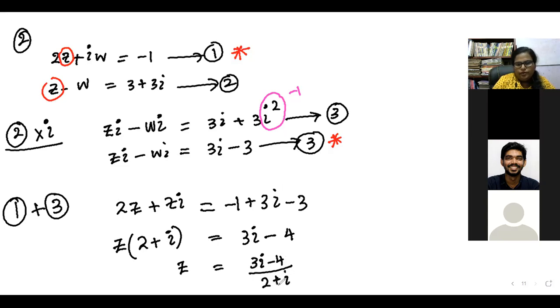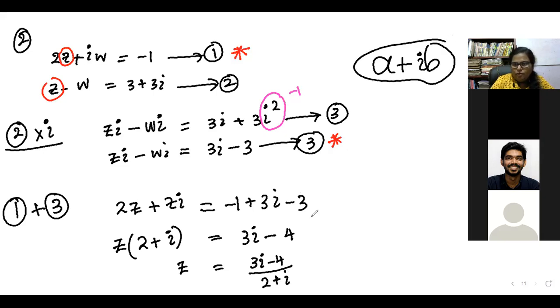Right? So actually in the question it is given that you have to keep the answer in the form of a plus ib. So what you have to do is multiply both the denominator and the numerator by the conjugate of this denominator. Our denominator is 2 plus i, and its conjugate is 2 minus i. So I'm going to multiply both up and down by 2 minus i, right?